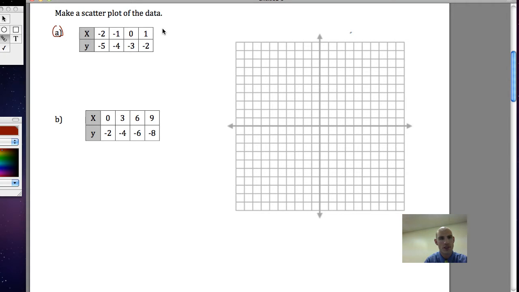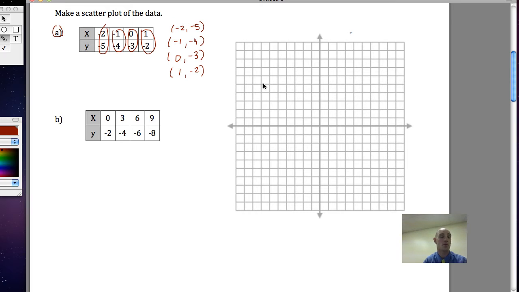So my ordered pairs are going to be like this. (-2, -5). (-1, -4). (0, -3). And (1, -2). I took these straight from my chart.